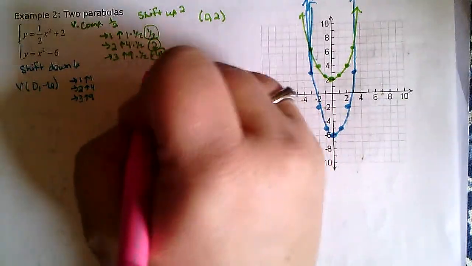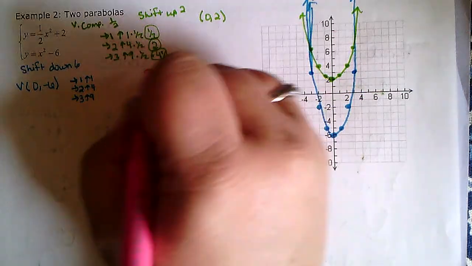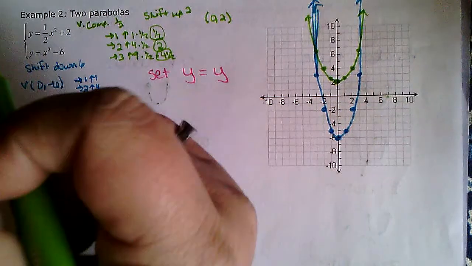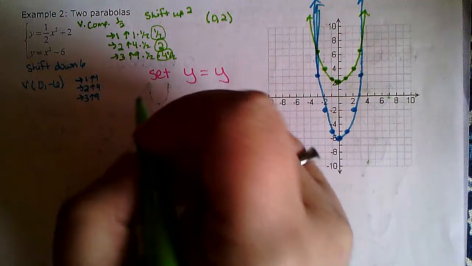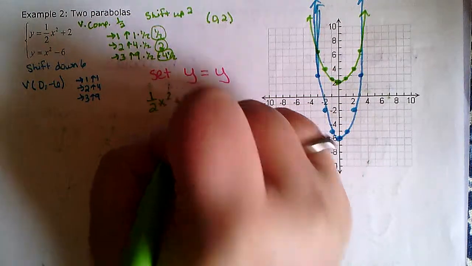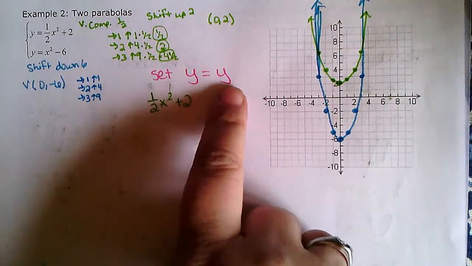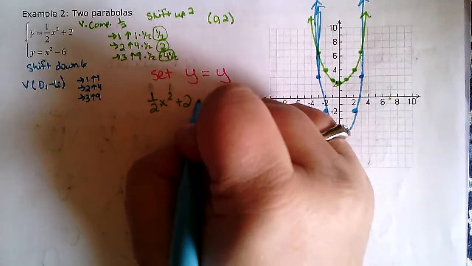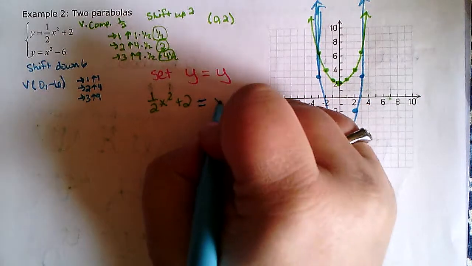So again, since these are both y equals, we're going to set our y equal to our y. So my first one is 1/2 x squared plus 2. So we're not actually setting the y equal to the y. We're setting what the y equals, equal to what the other y equals.